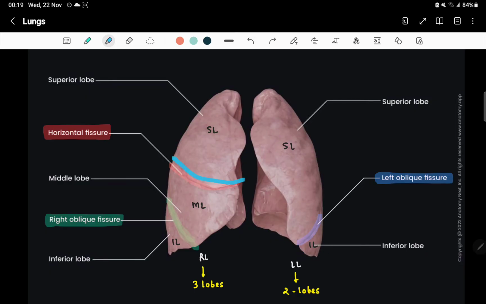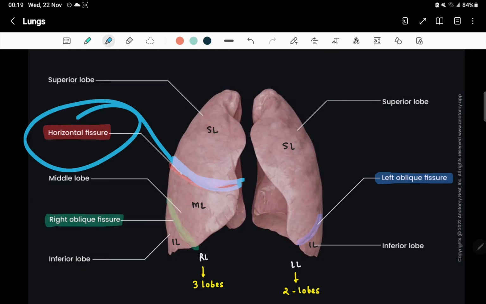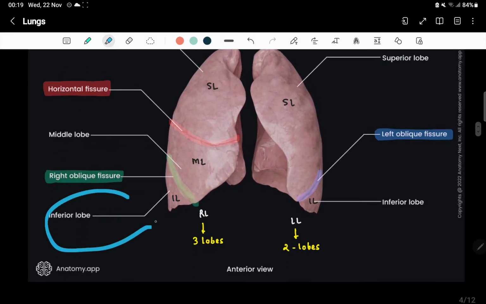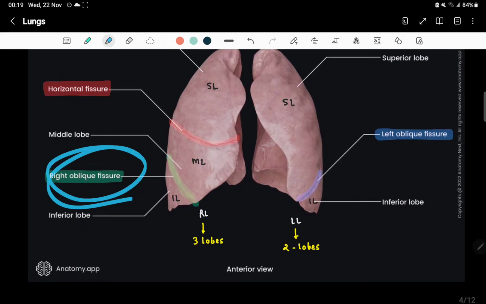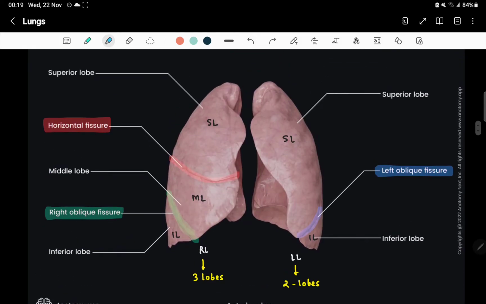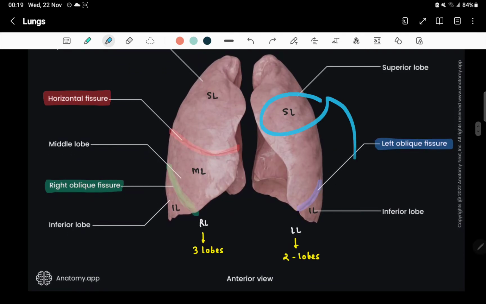What are the fissures? This is called the horizontal fissure, which is separating your superior lobe and the middle lobe. And the middle lobe and inferior lobe are separated by the right oblique fissure. And then we have the left oblique fissure, which is separating the superior lobe and the inferior lobe in the left lung.